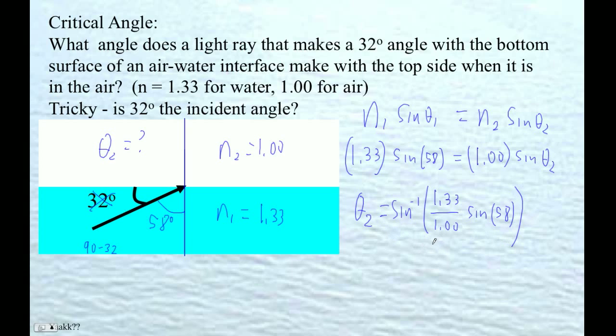When you evaluate this expression, 1.33 divided by 1 times sine of 58, it evaluates to 1.127. So of course when you take the inverse sine of that, you get a domain error, because there's no point on the unit circle that lies farther than one unit from the origin. What that means is that this refracted angle would have to be bigger than 90 degrees. It never escapes, so it actually reflects. This is total internal reflection.